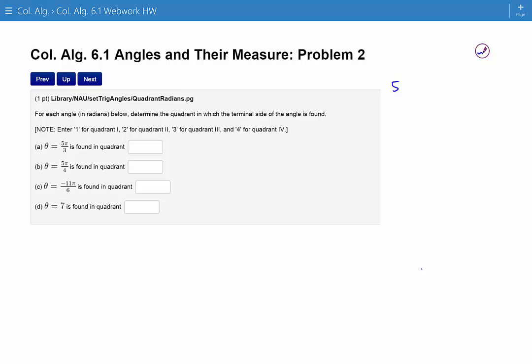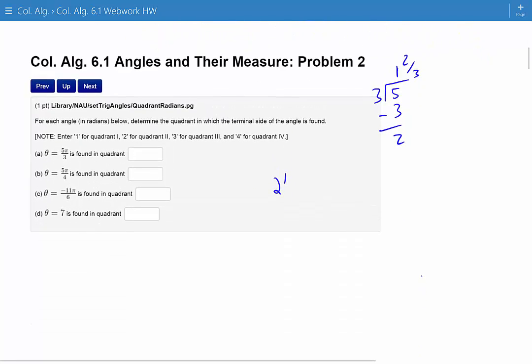So I'm going to take this 5 over 3. So I'm going to divide 3 into 5. And if I do that, it goes in one time. And if you follow through, you get a remainder of 2, just like our long division, or like what you did in elementary school. So what that means is I can rewrite 5/3 as 1 2/3. So what it really is 1 2/3 pi, which I could write as pi plus 2/3 pi.